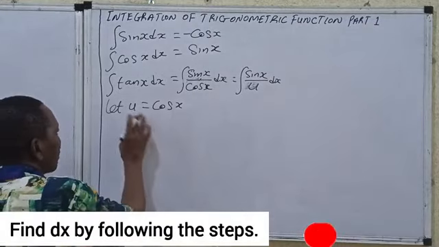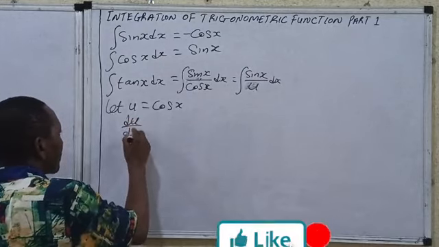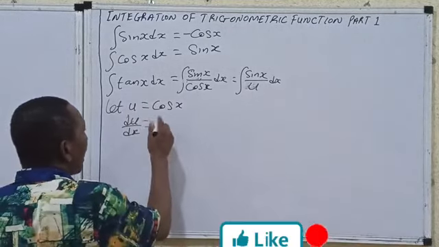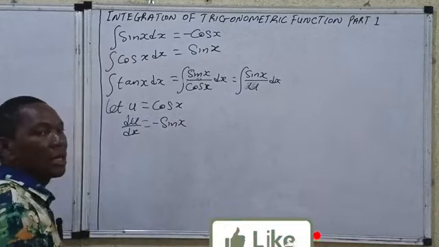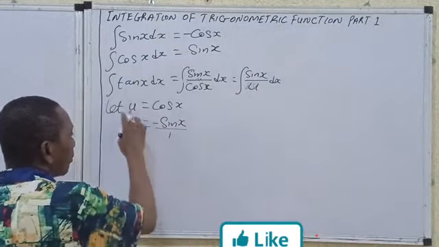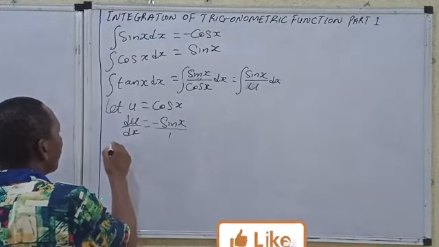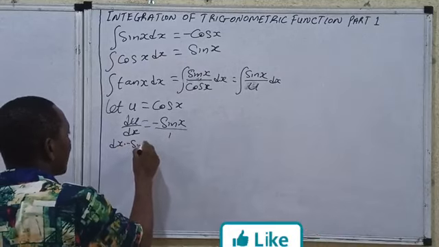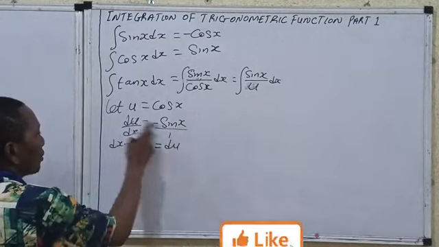How do you go about it? Just differentiate both sides. If I differentiate this, I have du/dx. If you differentiate cos x, you have minus sine x. I want to make dx the subject of the formula, so I'll put over 1, then multiply both sides. So this is dx multiplied by minus sine x, and this is du.